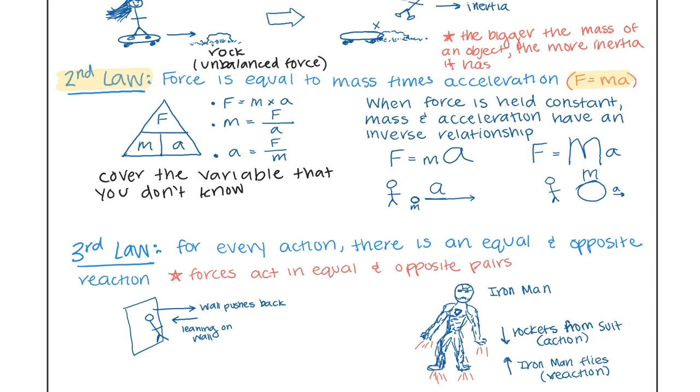Connect that. Okay. All right. So again, we are looking at F equals MA. So whatever that equal sign is, that's going up in the top, right? So we've got F equals M times A. So that's how we set up this triangle.